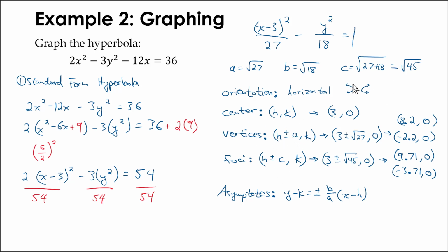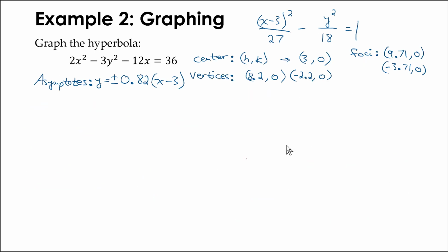However, if you recognize that this is a horizontal orientation and I have my center at a certain point, I can easily find my vertices by going over a in both directions. I can easily find my foci by going over c in both directions, right? And then I'll show you in a bit how we can help with these asymptotes also. Okay, but using this formula for our asymptotes, we get y equals plus or minus 0.82 times (x minus 3), okay?